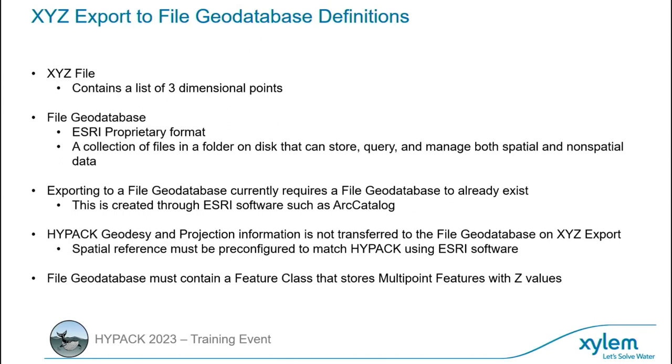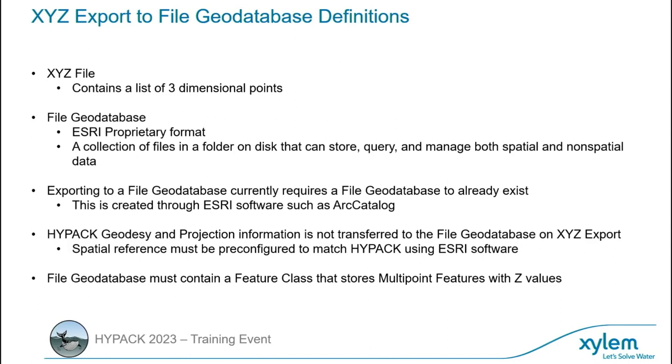But what we're doing specifically, at least for Esri, is they have these sort of container folders, almost like a project file, right? It's called a file geodatabase, and it's an Esri format. And it's essentially just a folder with a bunch of files with related data inside of it. And yeah, it can store, query, and manage both spatial and non-spatial data. So it's a database.